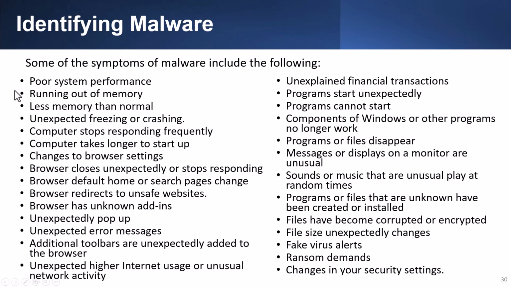Components of Windows or other programs no longer work. Programs or files disappear. Messages or displays on a monitor are unusual. Unusual sounds and music play at random times. Unknown programs or files have been created or installed. Files have been corrupted or encrypted. File size unexpectedly changes. Fake virus alerts, ransom demands, and changes in your security settings.